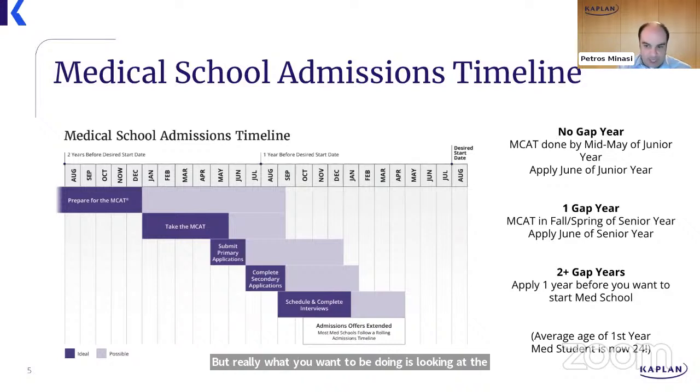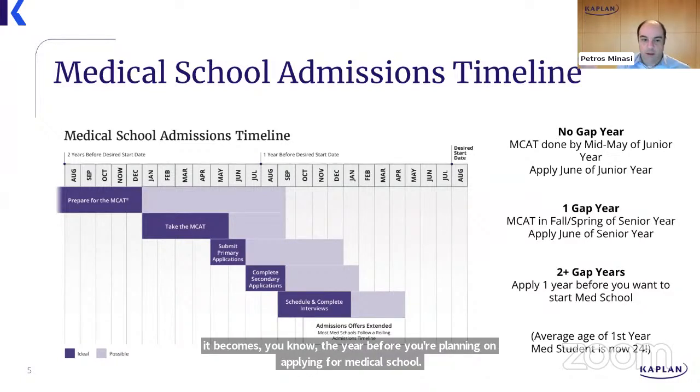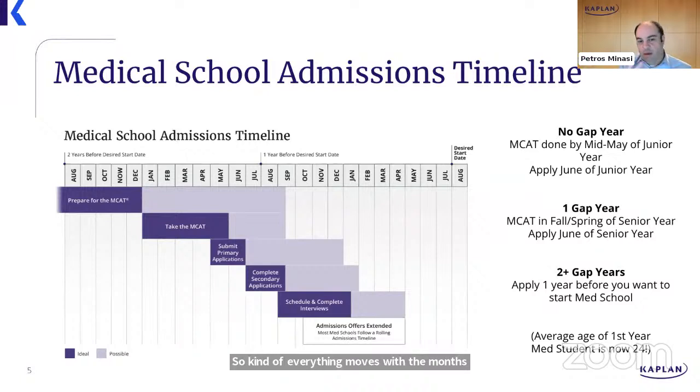So if you're not planning on taking a gap year, then think about this as your junior year of undergrad. If you're planning on taking a gap year, then this becomes senior year. If you're doing 2 gap years, then it becomes the year before you're planning on applying for medical school. So everything moves, but the months stay pretty much the same.